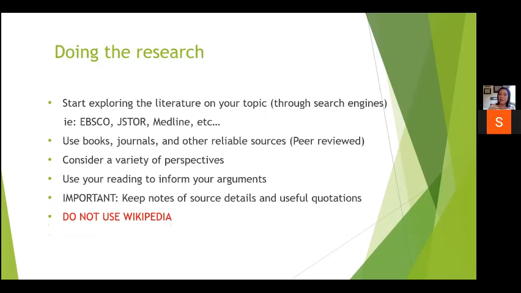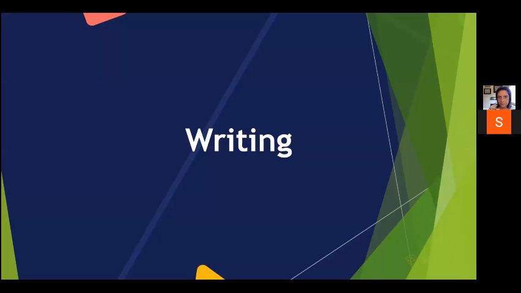Okay, in red, do not use Wikipedia. Wikipedia is not an academic source. Wikipedia is information that people kind of throw in there. Sometimes it's accurate, but we're not sure. So do not use Wikipedia. It is not accepted in the academic world.